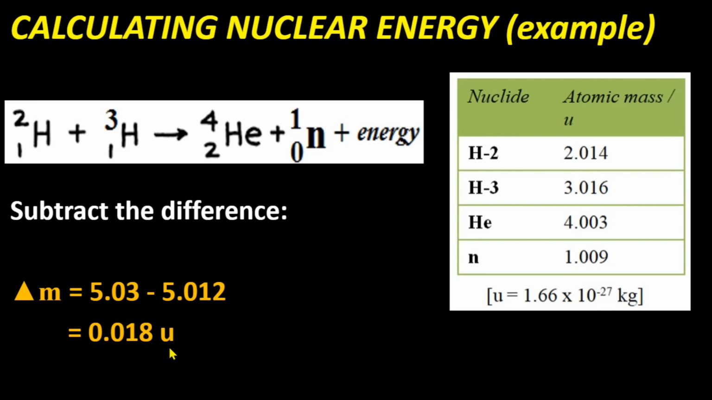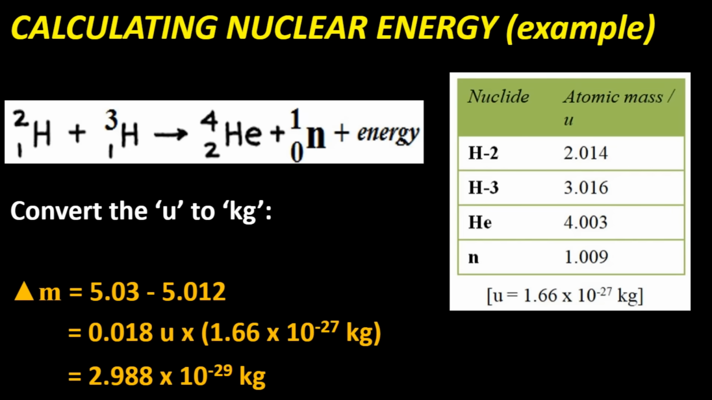The problem is that unit U is not used in physics really. We need to convert it to kilograms. So how do we do that? Well, that's pretty easy. We're going to have to multiply this 0.018U by 1.66 by 10 to the power negative 27. So when we multiply it, we are going to get this number here, 2.988 by 10 to the power negative 29 kilograms.